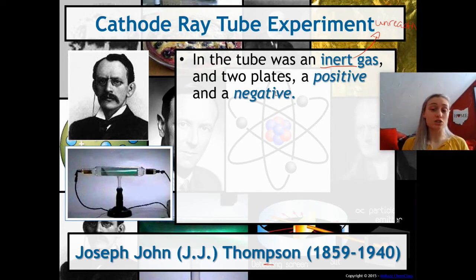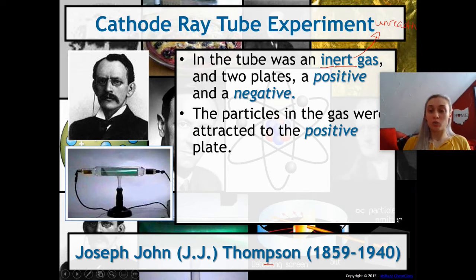And the reason he's using an inert gas, an unreactive gas, is because he wants to make sure that the gas is not going to react with the positive and negative metal plates, okay? He just wants to see where the particles go. He doesn't want them to react. He just wants to see where the particles are attracted.